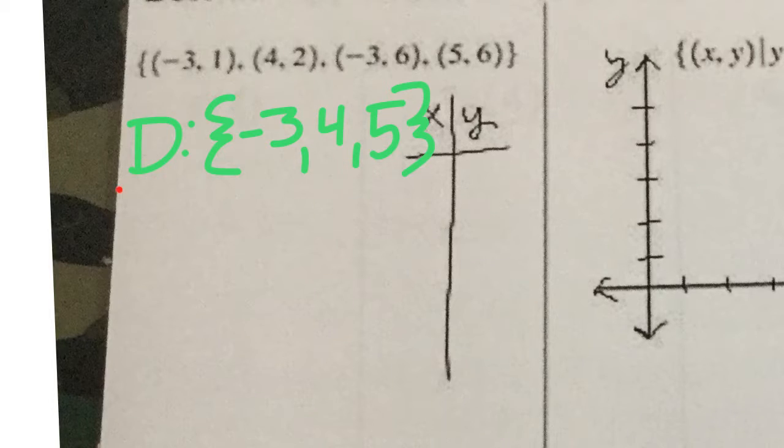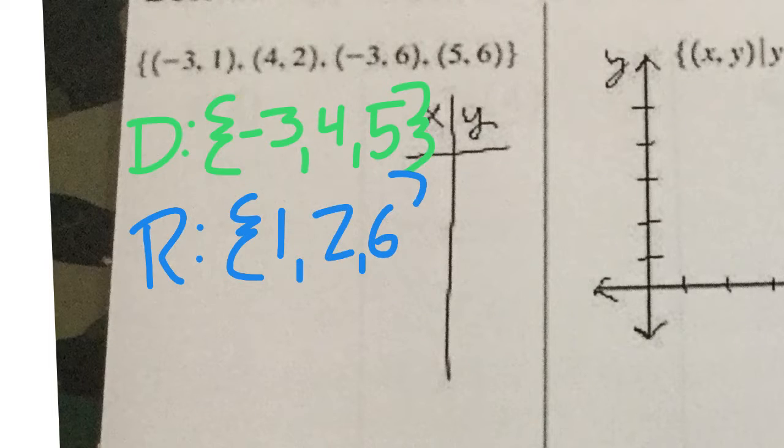Also, make sure when you list the domain and the range, we like to put them in order from least to greatest. So if it's just a list like this, always go from the smallest value to the largest value. Okay, next we are going to find the range. The range is the list of y values. So I've got 1, 2, and 6.